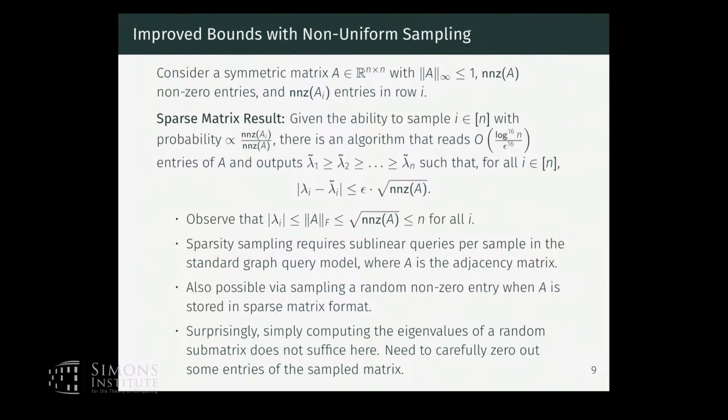And then one thing I wanted to mention here, I don't know if I'm going to get to talk about this result much, but surprisingly, our algorithm here is not super simple. What we do is we sample this random principal submatrix A_S, but we can provably show that the eigenvalues of A_S are not good approximations to the eigenvalues of A. We have to do this weird step where we carefully zero out certain entries of the sampled matrix that got scaled too much in order to make sure that our eigenvalue approximation is concentrated.